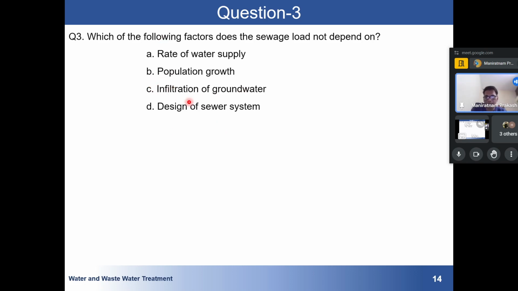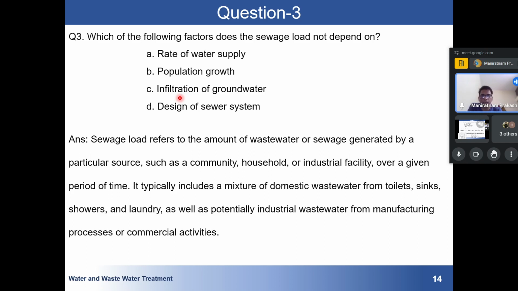There may seem to be some problem in option D, but you can imagine that in an area where water is not being infiltrated into groundwater, the wastewater which will be produced will be less. This is a common thing. Still, I will discuss what this sewage load is.